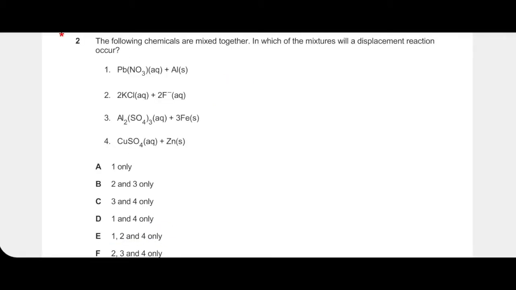Question number 2. The following chemicals are mixed together. In which of the mixtures will a displacement reaction occur? And they've given you 4 reactions. So, the general idea around displacement is that a more reactive metal or halogen will displace a less reactive metal in its compound. A displacement reaction will occur in reaction number 1 because aluminium is more reactive than lead.